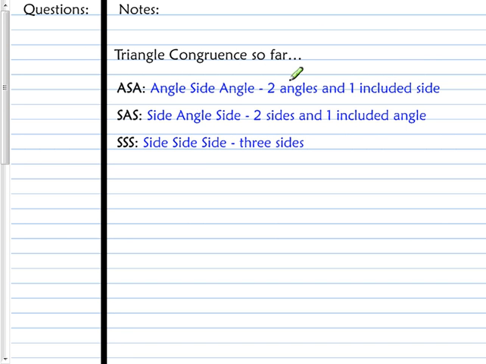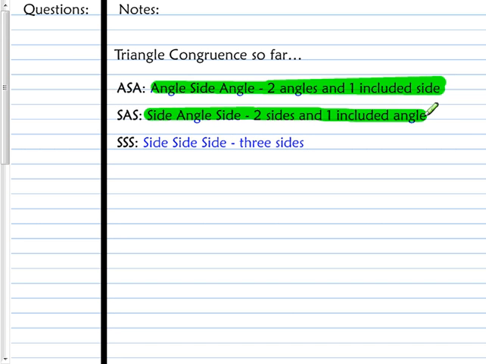So angle, side, angle, and it needs to be two angles and the included side. Side-angle-side, SAS, stands for side, angle, side. That would be two sides and one included angle. And then SSS, three sides. When I checked today during class, you seemed to have an idea of what these terms meant and their definitions. Remember, it must be the included side or the included angle.